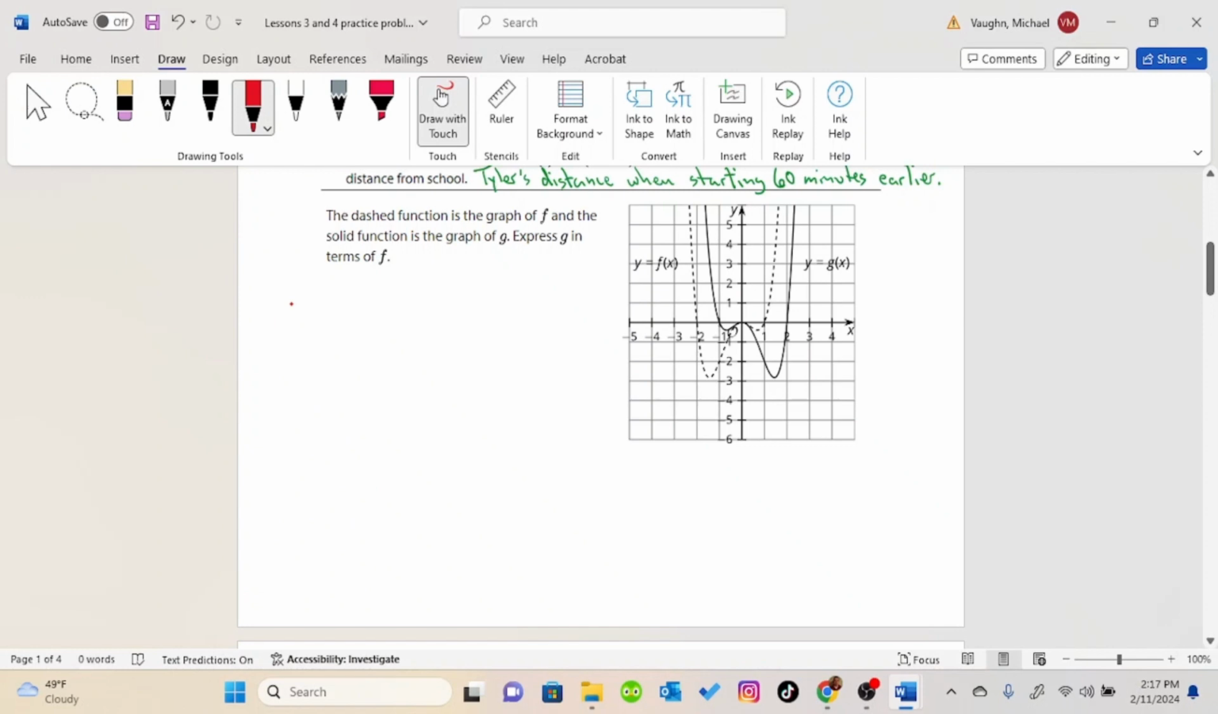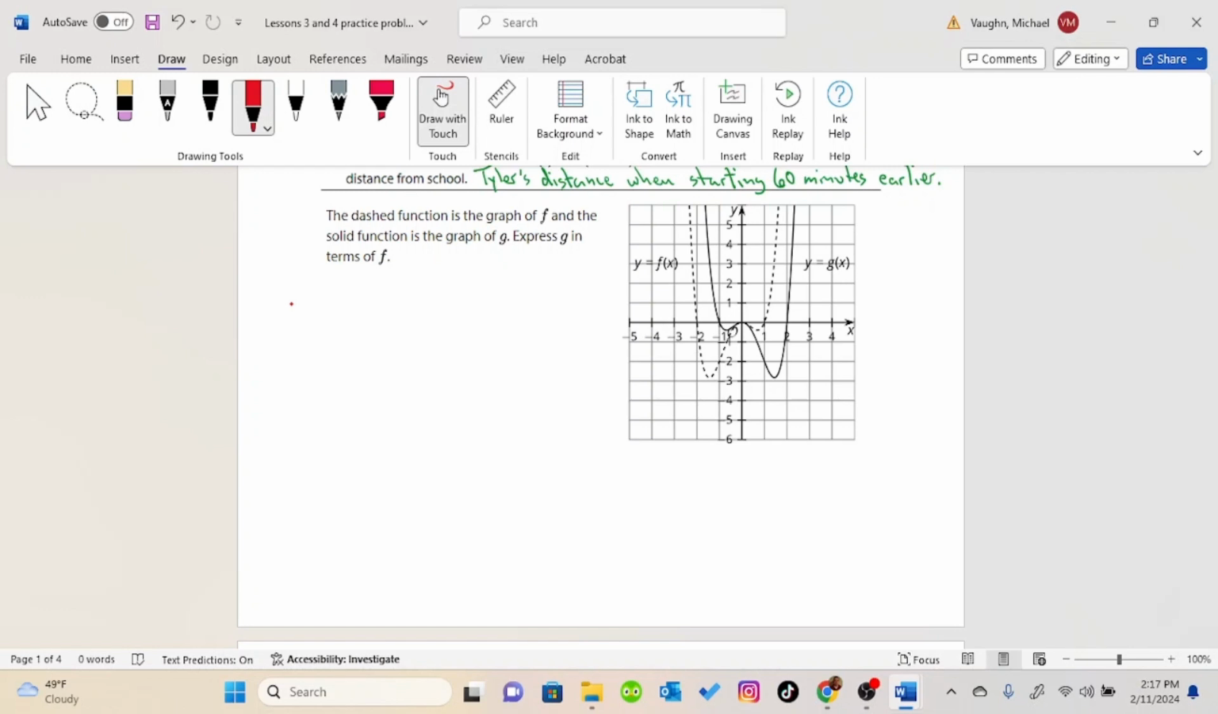The dashed function is the graph of f, and the solid function is the graph of g. Express g in terms of f. So if you look at the dashed graph in relation to the solid graph, you can see that what has happened is that our graph has been reflected across the y-axis.